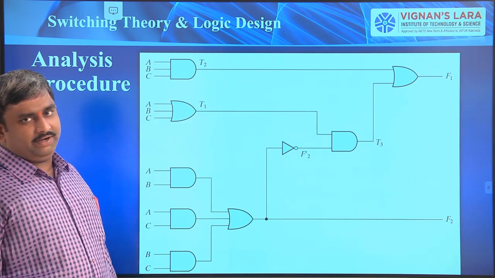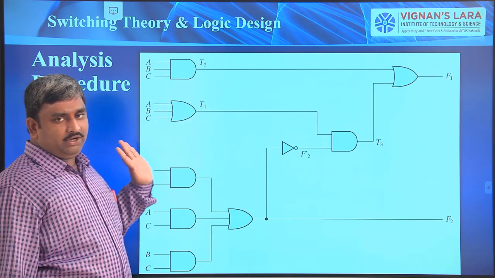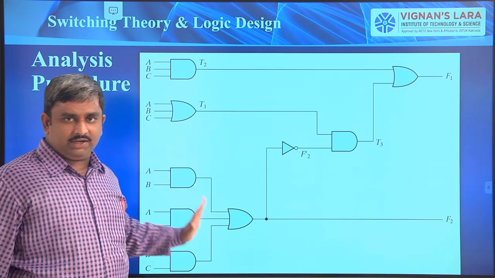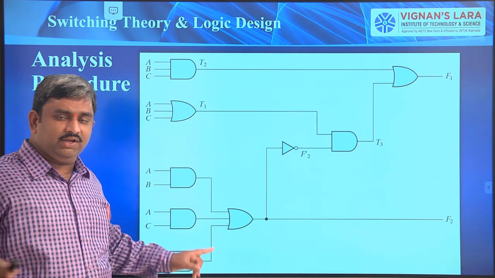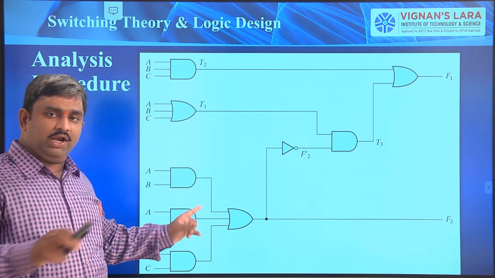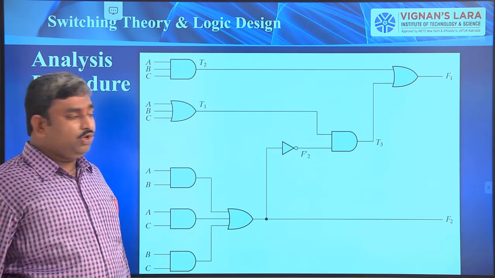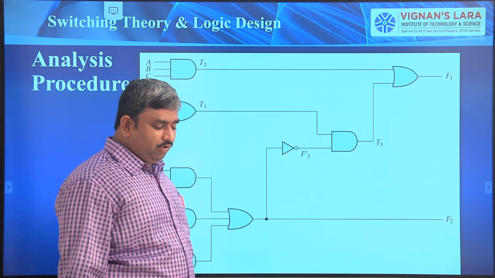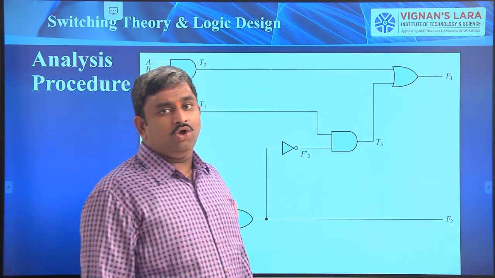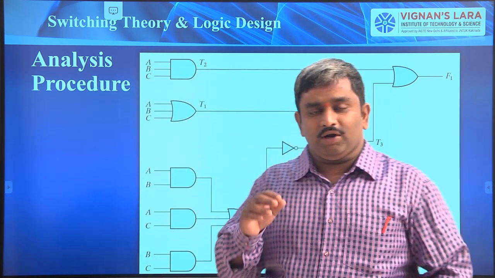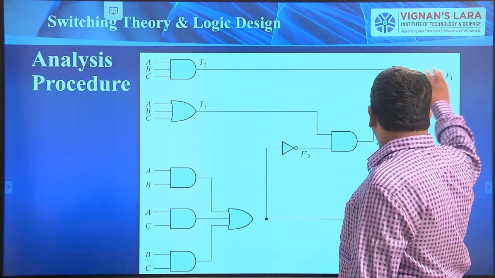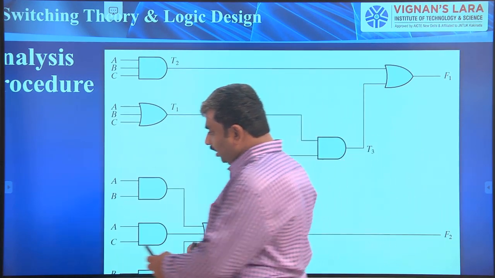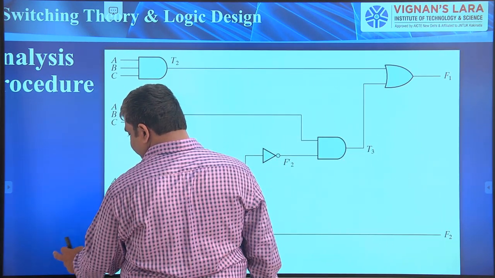This is a combinational circuit. Coming to here, we have different types of AND gates and OR gates. First, you have to derive an equation, that is, write down a Boolean function. For which elements will you write the Boolean function? For the output terminals. Here we have two outputs.